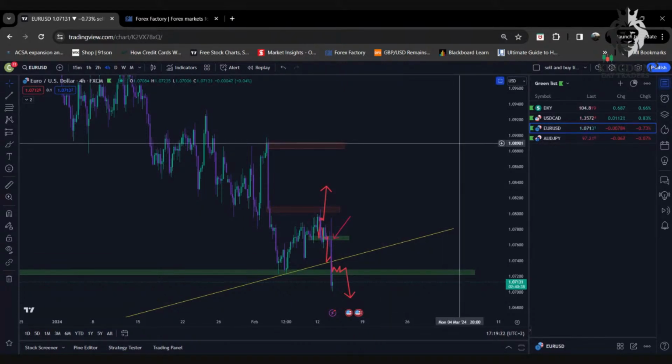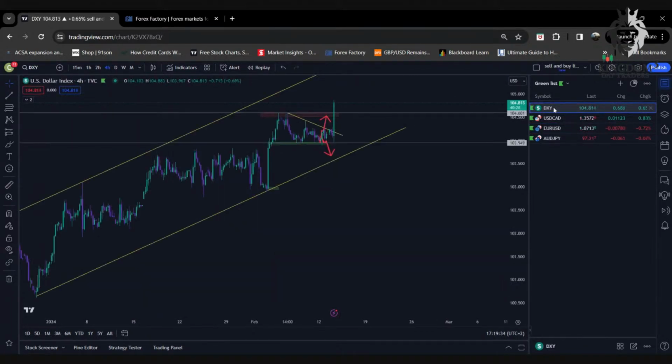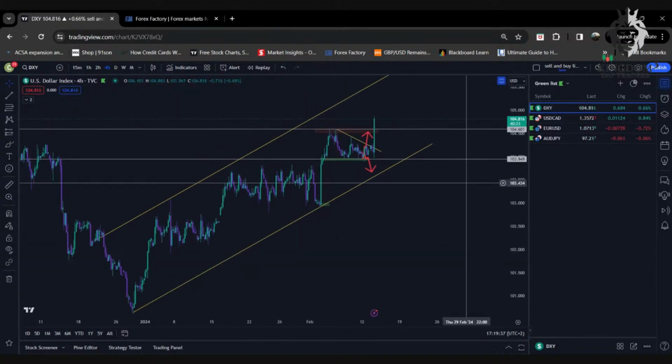While we're having this, we can see a downtrend forming on the Euro USD. But if you go to the Dixie, it is actually in an uptrend. The currency pairs for this coming week are the USD CAD, the Euro USD and the AUD JPY. With the Dixie, as I said a few seconds ago, it is in an uptrend. It is making higher highs and higher lows, right?